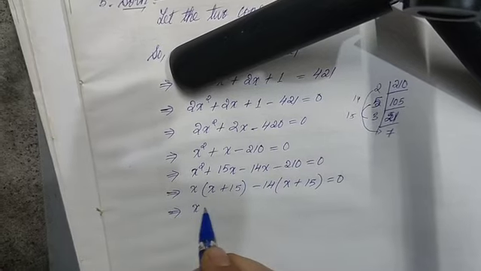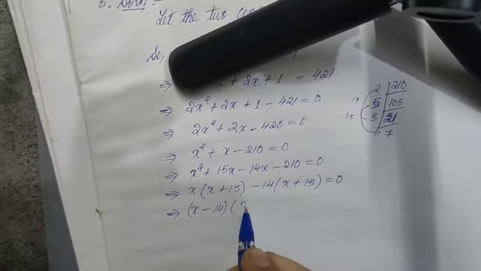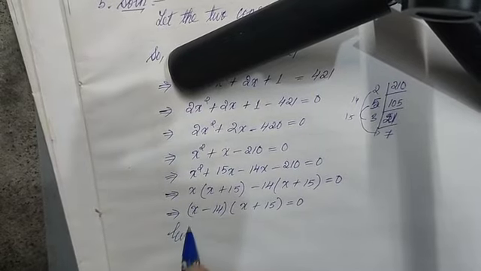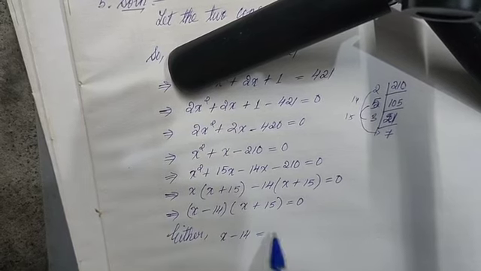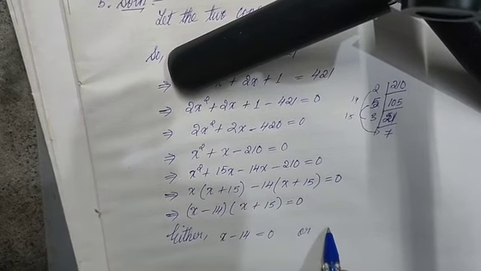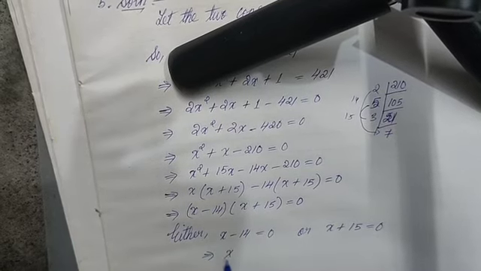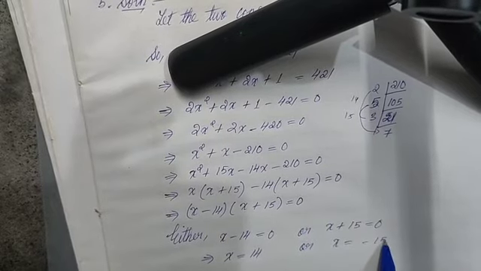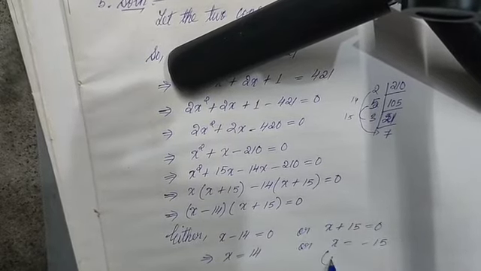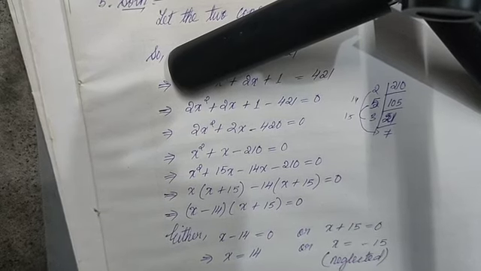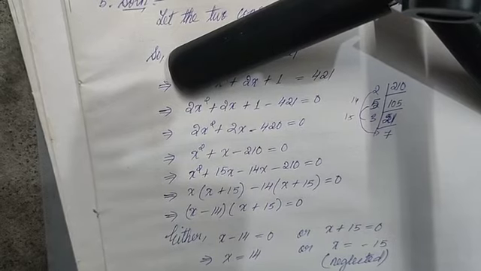So (x minus 14) into (x plus 15) equals 0. Either x minus 14 is equal to 0 or x plus 15 is equal to 0, so x is 14 or x is minus 15. Since consecutive natural numbers cannot be negative, we reject minus 15 and take 14.